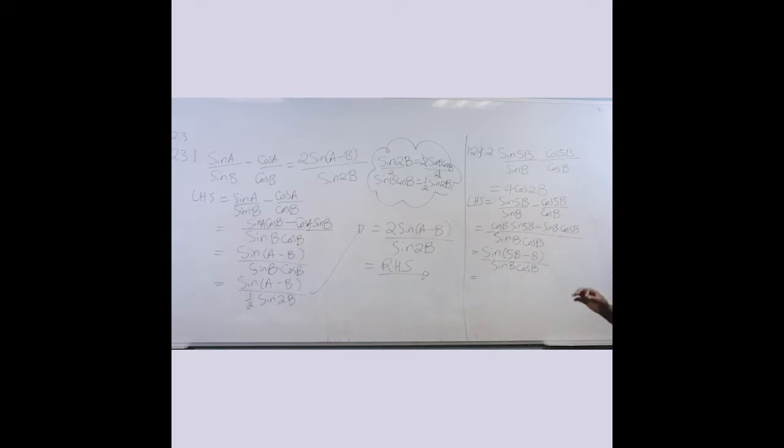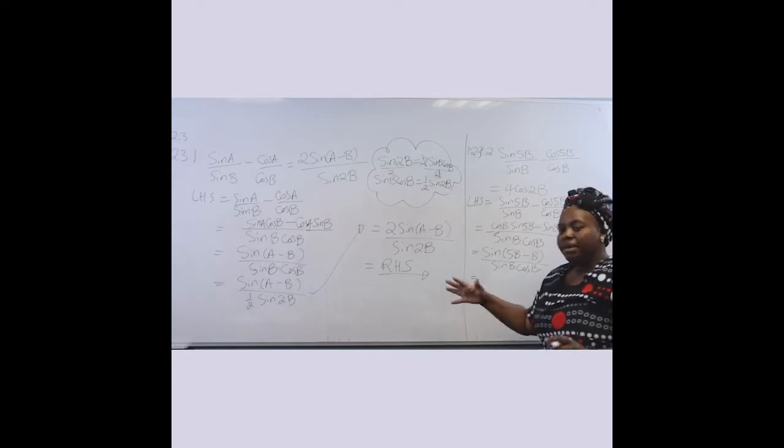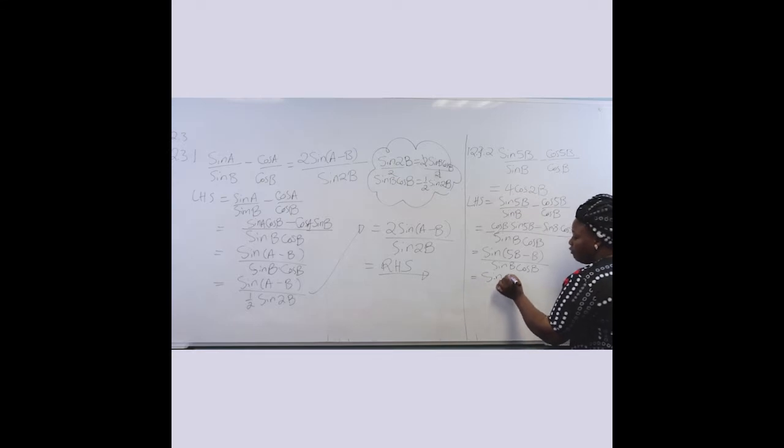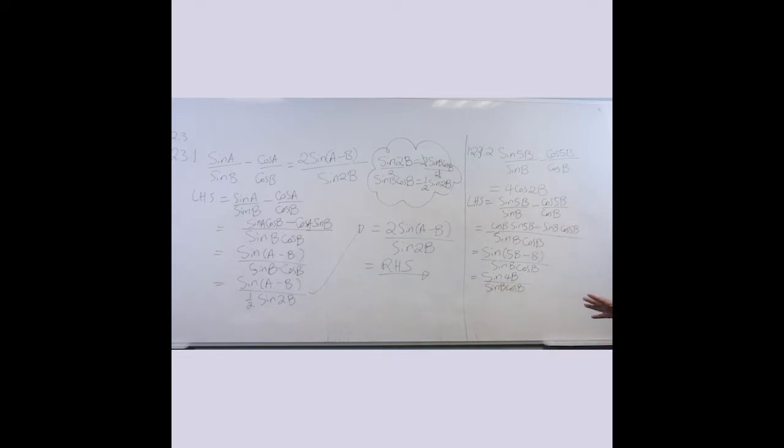Now, what is 5b minus b? Remember, b is the same angle in this case, so it's going to give us 4b. So it means we are going to have sine of 4b divided by sine b cos b. We are kind of somewhere there because we have 4, so it's making us feel happy, but it doesn't really give us what we want.